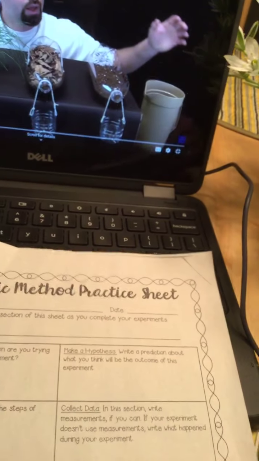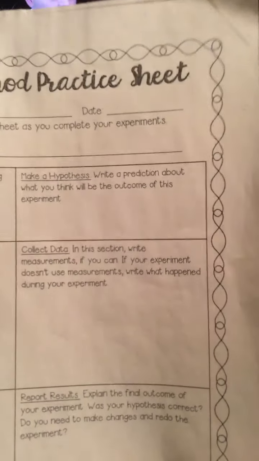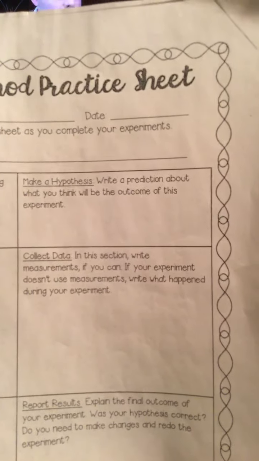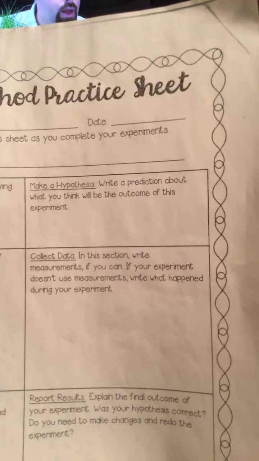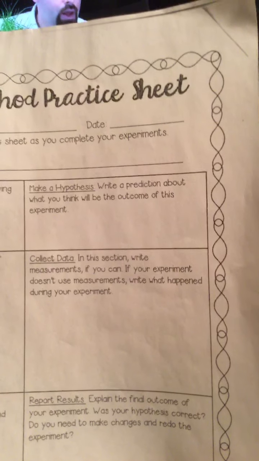Now, the next part I'm not going to give to you because that's your hypothesis. If I were you, I would stop right where I stopped and I would say, let me see if I can make a guess based on what I see. So make a prediction about what you think will be the outcome of this experiment.